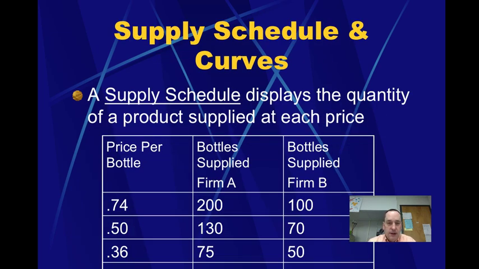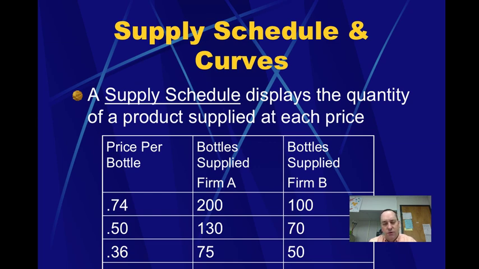This is a supply schedule, and I didn't explain it to you this way in demand, but just to help you out, what you would do is add these two together to get the market supply. So here's an individual firm's supply of a bottle of shampoo. At 74 cents, your company, Firm A, is going to supply 200. My company is Firm B, and the market supply then would be 300.